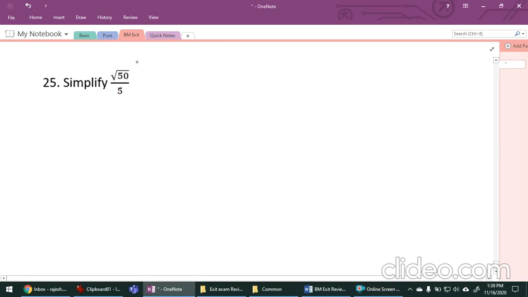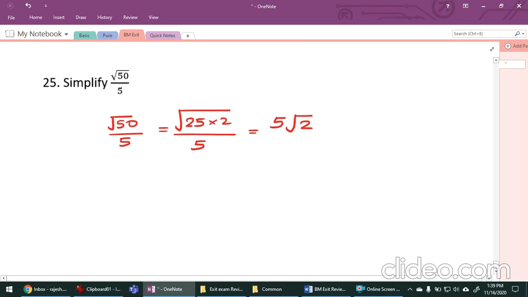Question number 25 is simplify square root 50 by 5. So we have square root 50 by 5. We know that 50 means 25 into 2, divided by 5. What is the square root of 25? It is 5. And the square root of 2 will be there only, no change. So only the square root of 25 we will take and write outside, divided by 5. Now this 5 and 5 will cancel. The answer is only square root of 2.